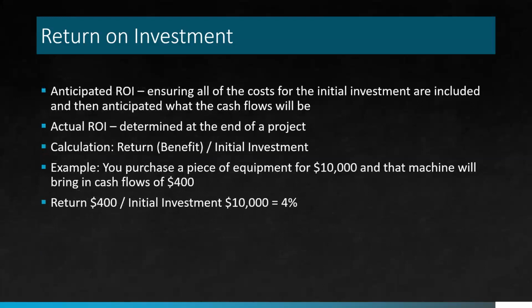So there's the anticipated ROI. This is done before a project or a purchase begins, and it's ensuring that you have all of the costs associated with the initial investment and the anticipated cash flows from that investment. So if you buy a piece of machinery, of course, you'll have the cost of that machinery, but maybe there are costs to have that machine delivered, and perhaps there are costs to have that machine installed. All that would have to be included in the initial investment.